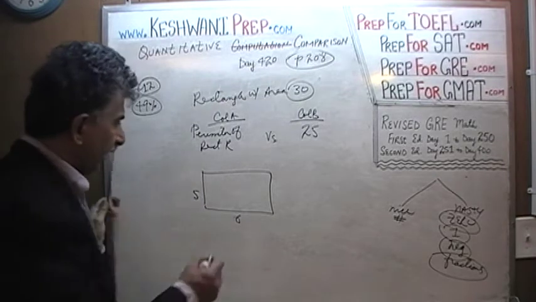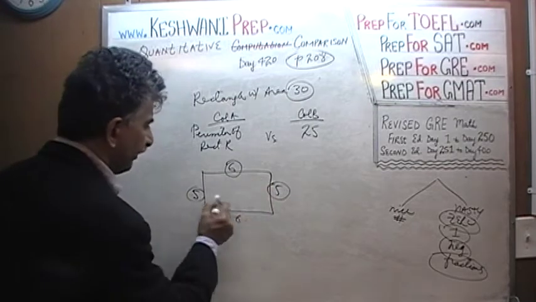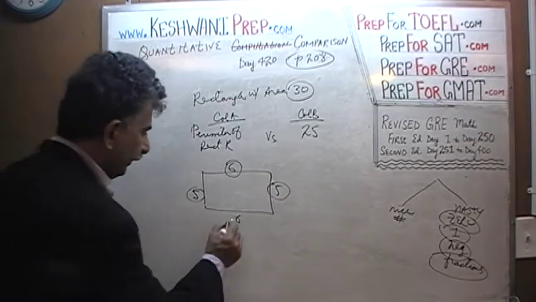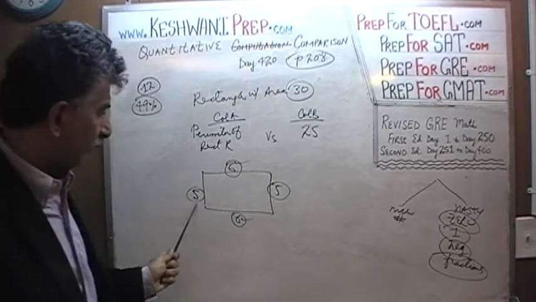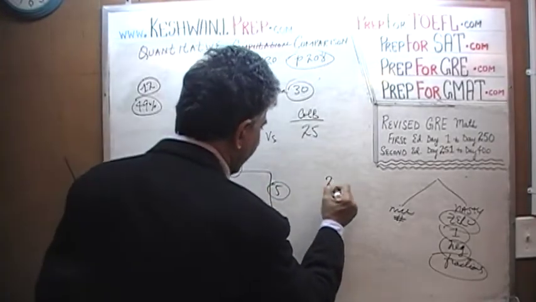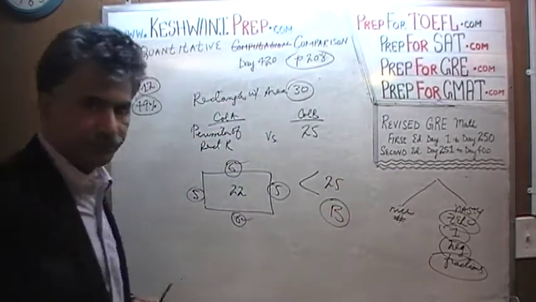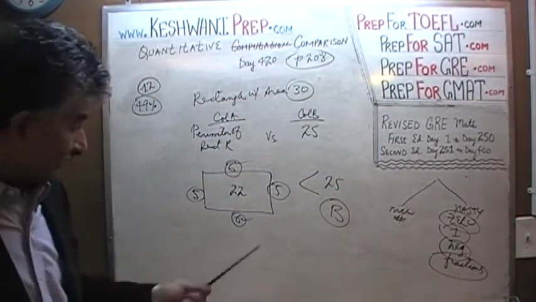The perimeter of this would be 5 plus 5 is 10, and 6 plus 6 is 12. 12 plus 10 is 22. 22 versus 25, 25 is bigger, so the answer in this case is B. But that's not the end of the story.